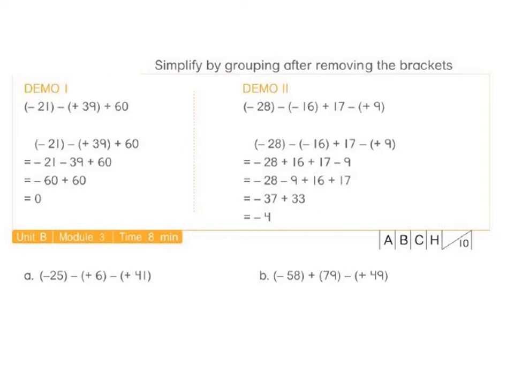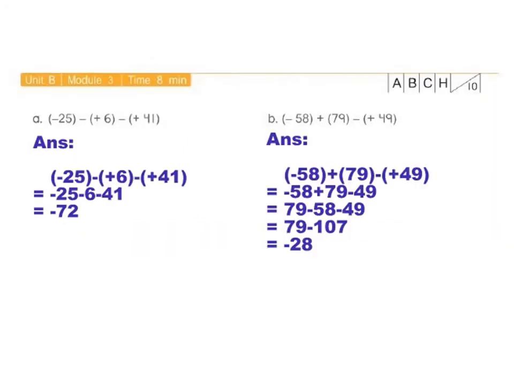Now I am showing you the answer. So the first question, minus 25 minus plus 6 minus plus 41. After the removal of the brackets, the equation becomes minus 25 minus 6 minus 41. Adding all these numbers, we get minus 72.